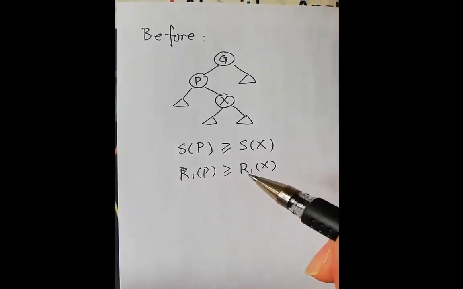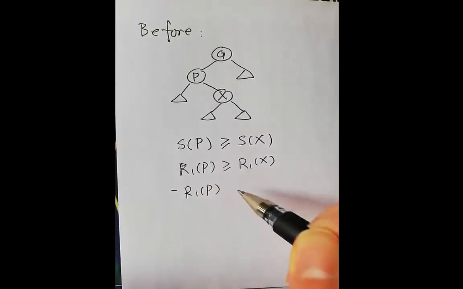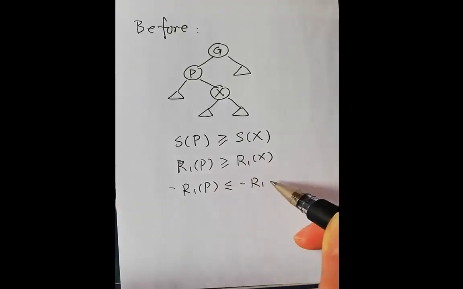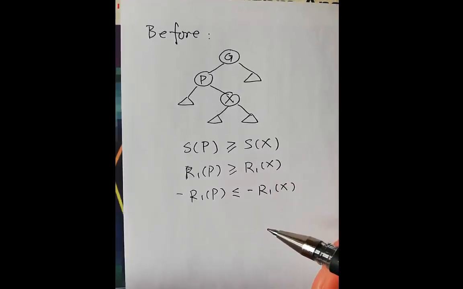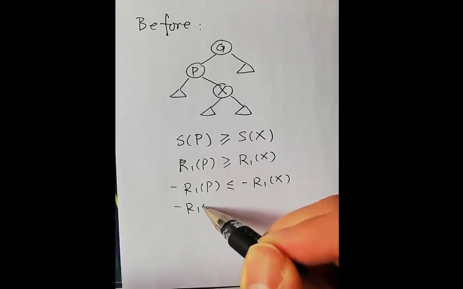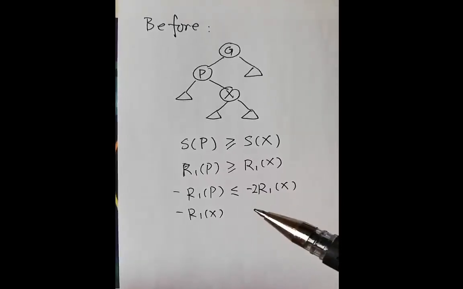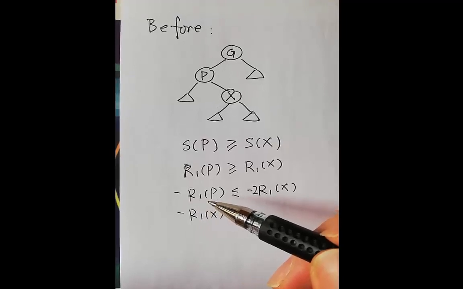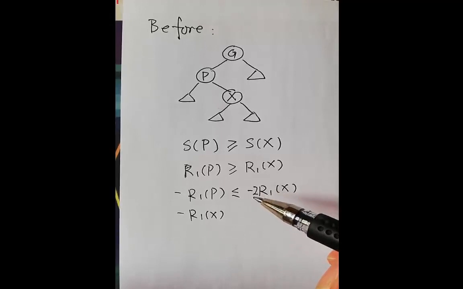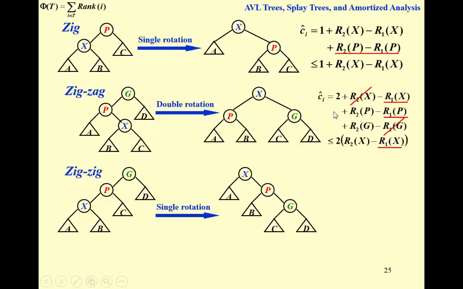Then if we add negative signs to both sides, we're supposed to change the direction of this inequality. So we get negative R sub 1 of P is smaller than or equal to the negative of R sub 1 of X. Now see the conclusion, right? We simply add negative R sub 1 of X to both sides. So what we get? We get negative R1 of X, here another negative R1 of X, so it's negative 2, right? And that's why we get our inequality. So the negative part of R sub 1 of P minus R sub 1 of X is smaller than or equal to negative 2 times R sub 1 of X. Okay, now this part is done. What's left is we have to prove that 2 plus this is less than or equal to 2 times the rank of X after the rotation.